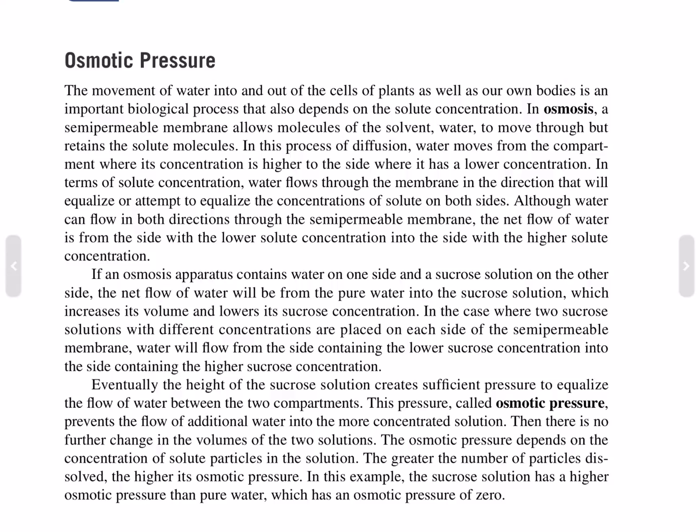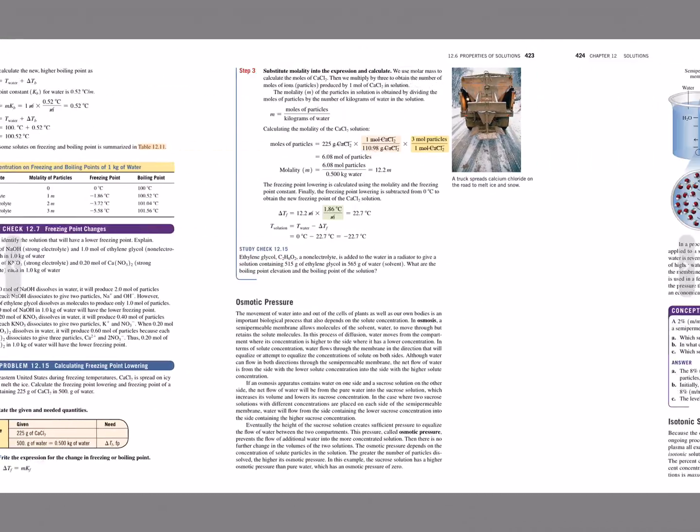The osmotic pressure depends upon the concentration of the solute particles in the solution. The greater the number of particles dissolved, the higher the osmotic pressure. In this example, the sucrose solution has a higher osmotic pressure than pure water, which has an osmotic pressure of 0.